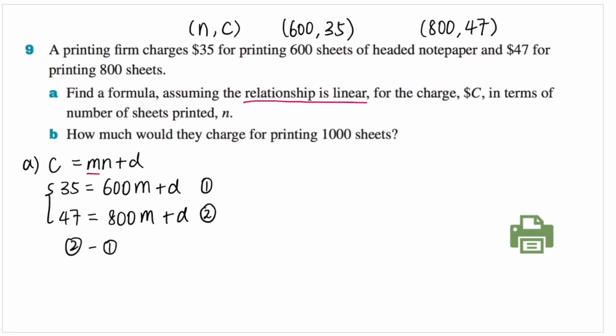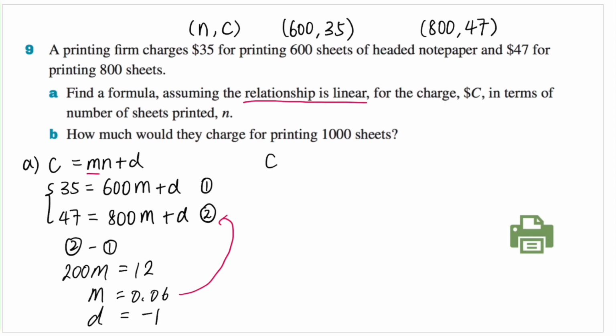D and D are cancelled. 800M minus 600M equals 200M. And 47 minus 35 equals 12. So divide 200 from both sides. We found that M equals 0.06. Now we can easily find D by subbing M equals 0.06 into any of the equations, and we found D to be minus 1. So the relationship here is that cost C is equal to the gradient 0.06 times N, number of sheets of paper, minus 1.